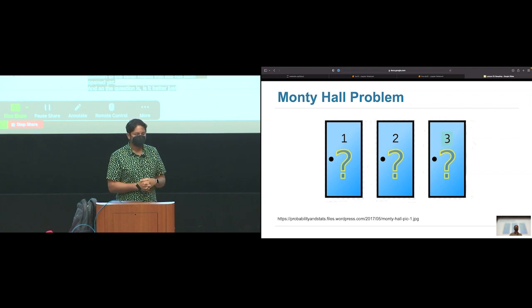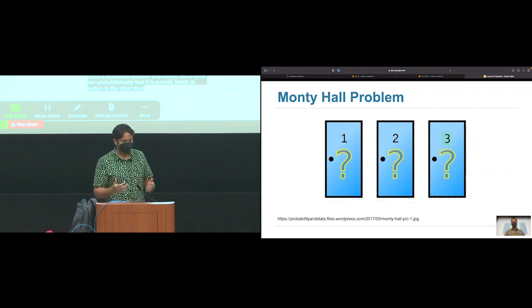It seems at first like it probably doesn't make a difference whether you switch. But it turns out probabilistically that it is actually better to switch to the other door, which is really bizarre. And we'll go over really quickly why that is the case.